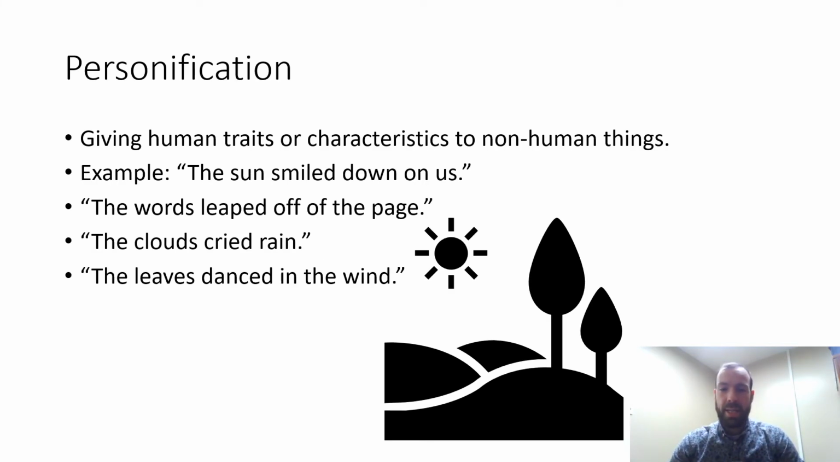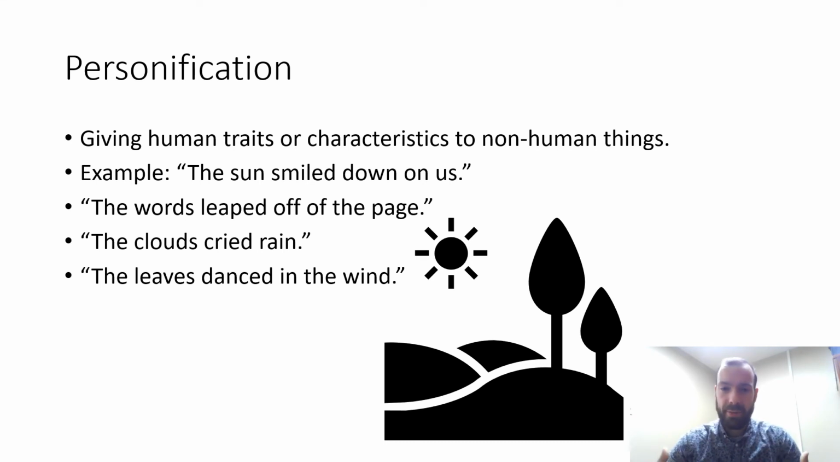Personification. Okay, this is making things like a person, giving human traits or characteristics to non-human things. And we do this all the time without thinking about it. So these phrases will sound very familiar probably. The sun smiled down on us. Well, the sun doesn't actually smile. People smile. But we use that phrase to make the sun seem more relatable or more like a person.